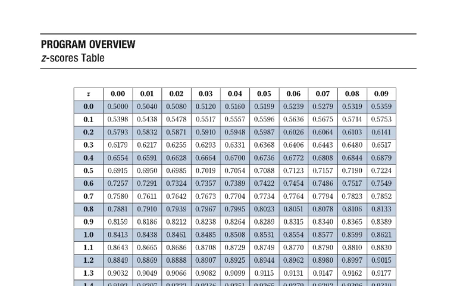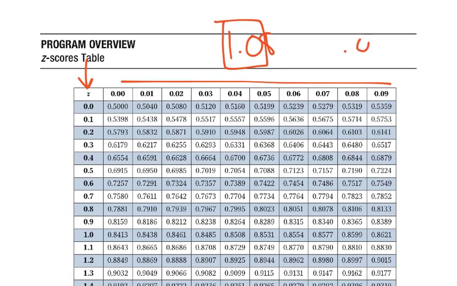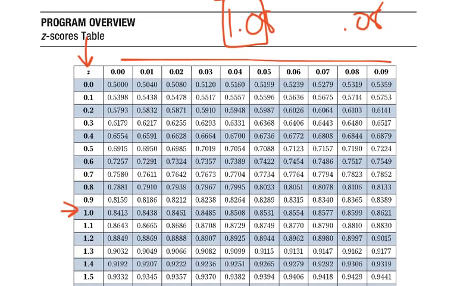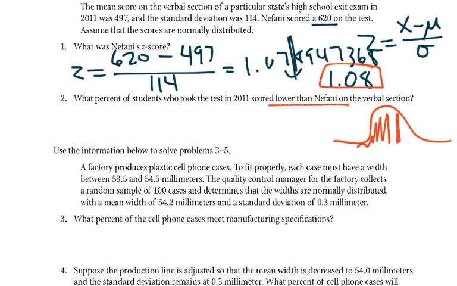z-score table. So we look up 1.08. It's positive, so we're on the positive side. This first part is the 1.0, and the second part is the 0.08. So we look down to 1.0, which would be right here, then the 0.08, and we go down to where they meet. We get 0.8599, which is basically 86%. So that tells us that 86% of the students scored lower than Nafani.